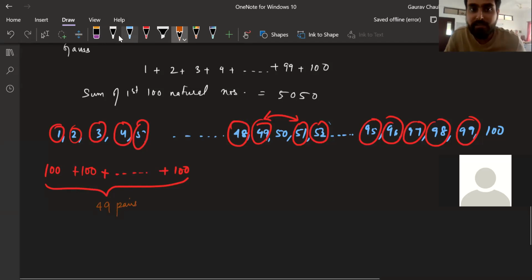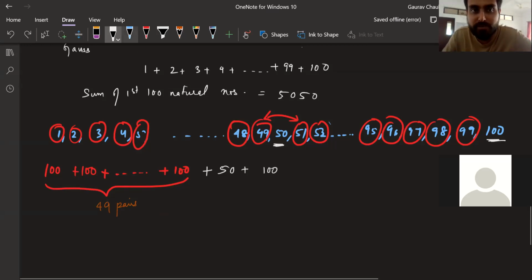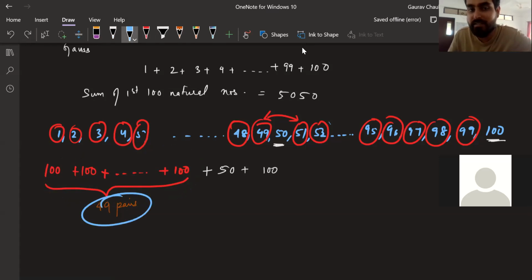Okay. And then what is extra here? The extra part is this 50 and this 100. So I'm going to write that just like this, 50 plus 100. So 49 times you have 100. So this is how much, Manisha? 4,900. This will give you 4,900 because there are 49 such pairs formed from here and here.